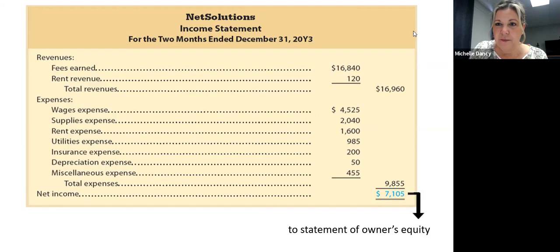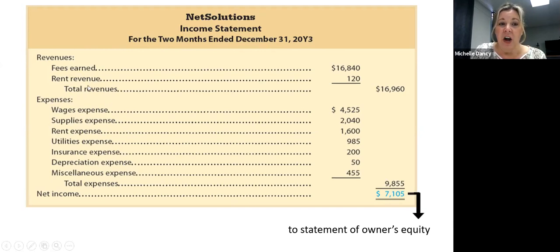Okay, so remember this is our income statement. In this example, we're doing an income statement for the 2 months ended December 31st. So that would be November and December. Our income statement, we haven't had any changes to since chapter 1. We are taking our revenues minus our expenses.